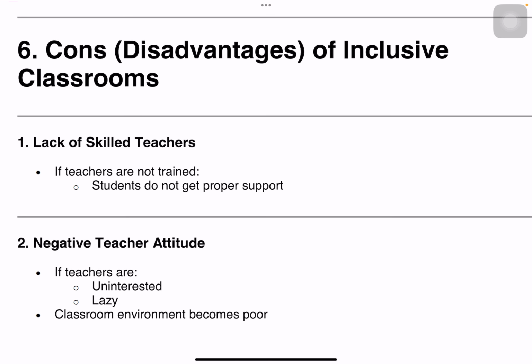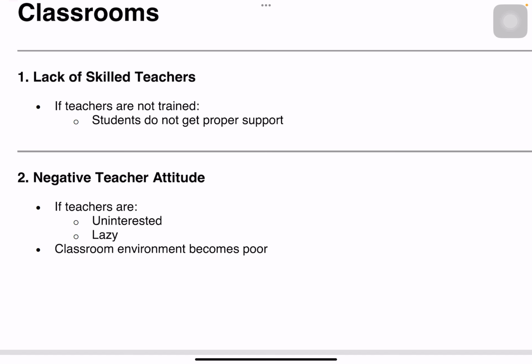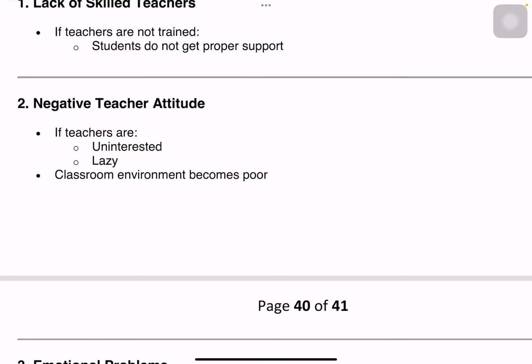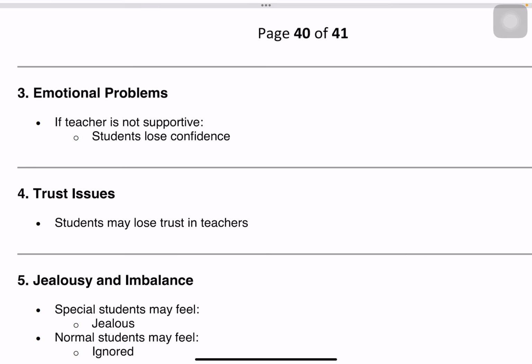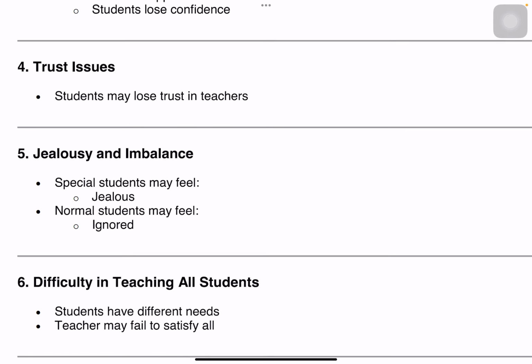Cons or disadvantages of inclusive classrooms. Lack of skilled teachers. If teachers are not trained, students do not get proper support. Negative teacher attitude. If teachers are uninterested, lazy, classroom environment becomes poor. Emotional problems. If teacher is not supportive, students lose confidence. Trust issues. Students may lose trust in teachers.